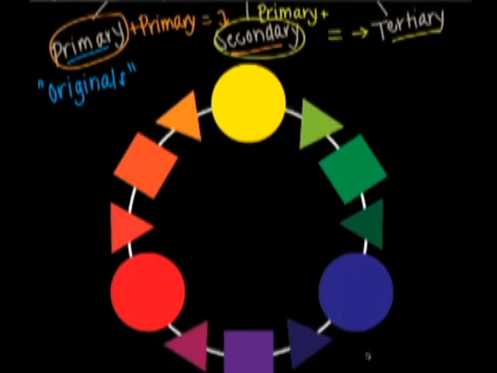You're probably wondering, where did violet come from? Well, violet is just another name for purple. Now that we know all the names of our colors, we can talk about color schemes.